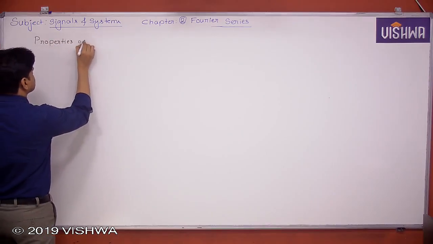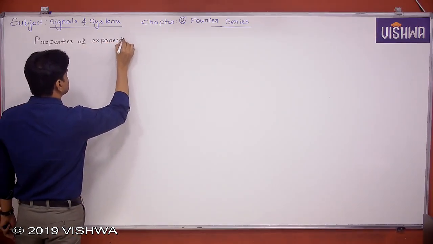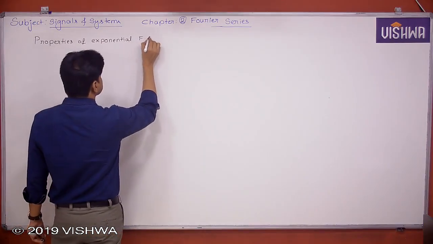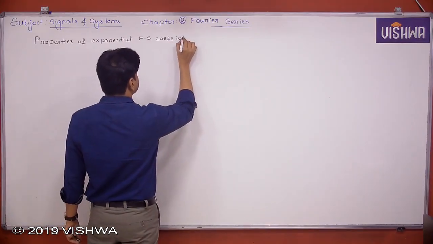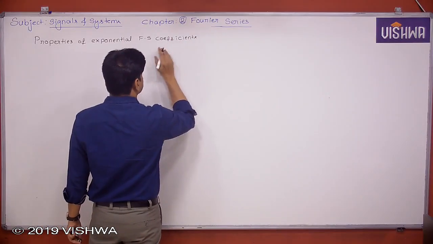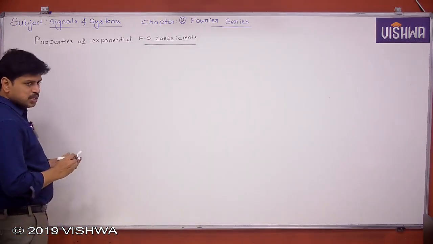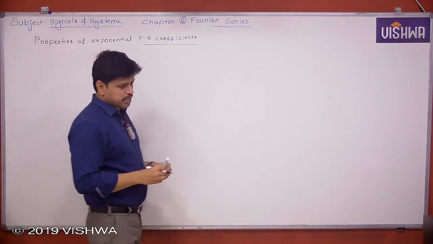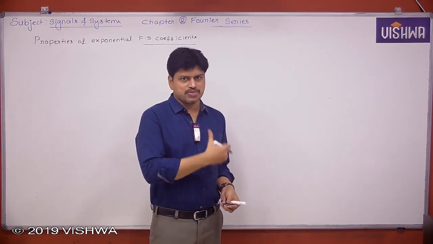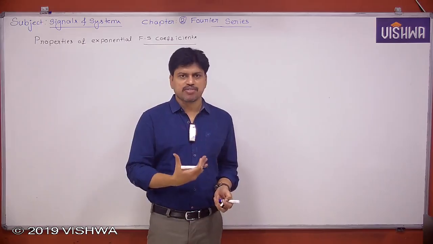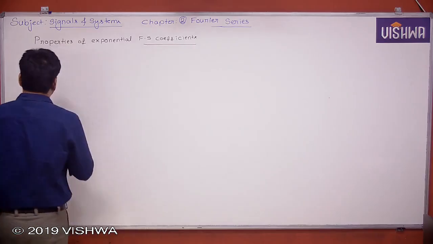Properties of exponential Fourier series coefficients. These properties are very important because the same properties will be continued even in Fourier transform, Z-transform, and Laplace transform; everywhere these properties will be continued. So be careful with these properties. Let's see one by one.